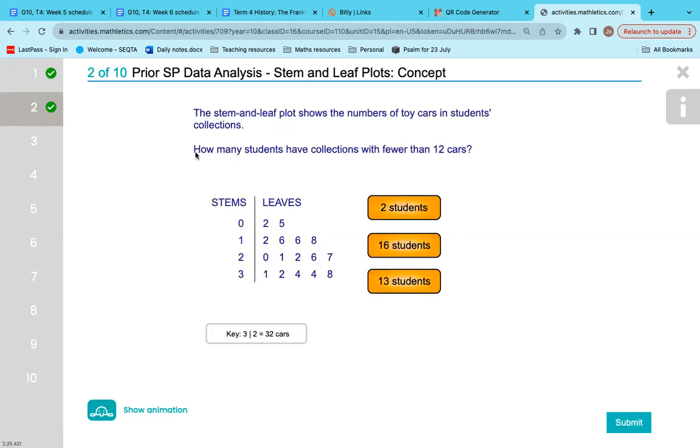The next one says, how many students have collections with fewer than 12 cars? So this is sort of similar to the question we did before. I'm going to look for 12, and then I need to look how many numbers fit below there. I've got one student who had 5 cars and another student who had 2 cars. So that means there's 2 students that had fewer than 12 cars.